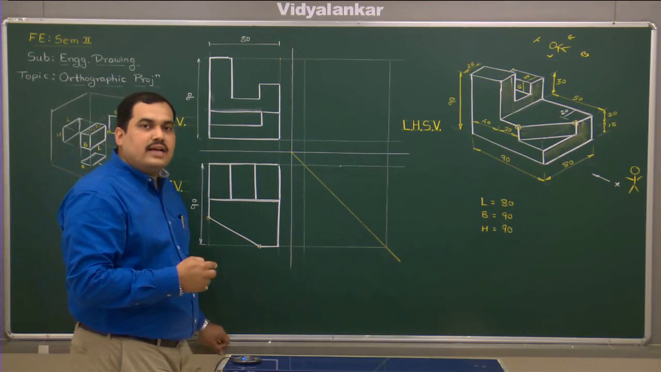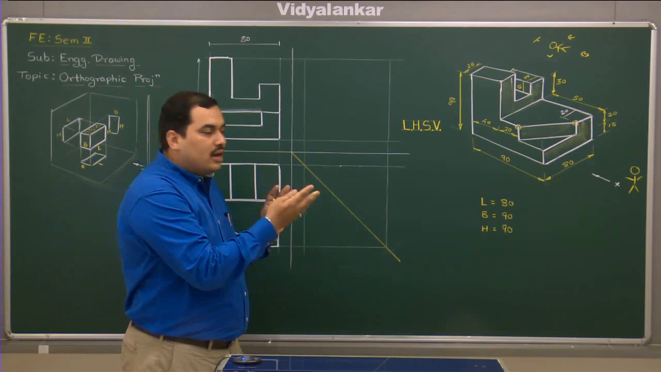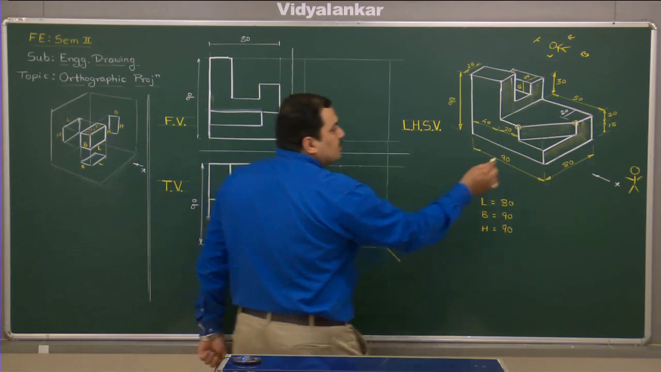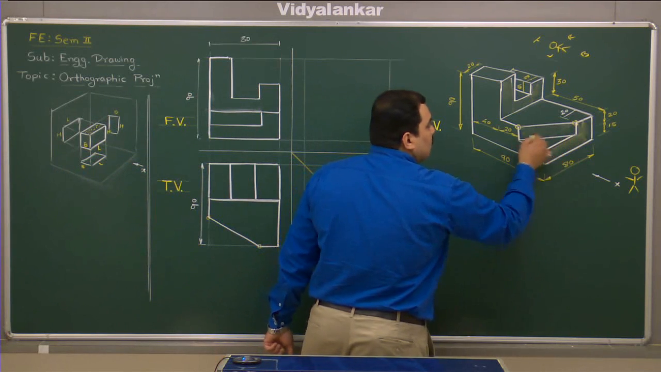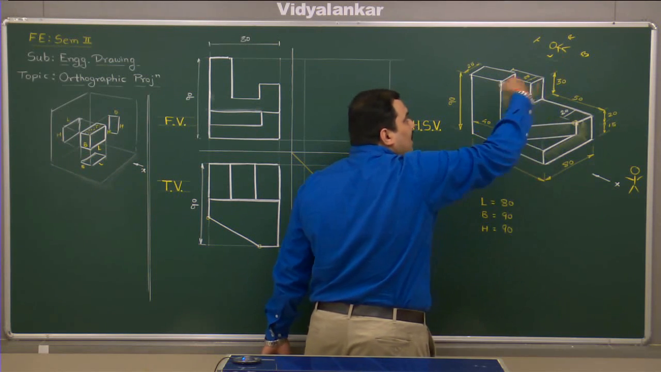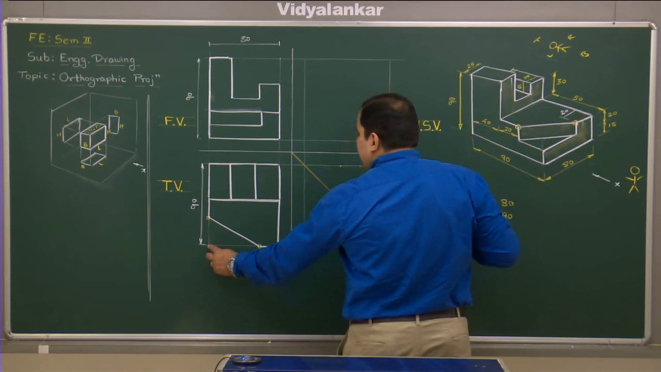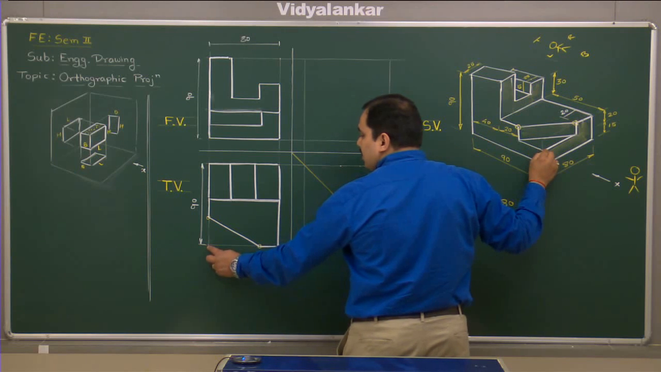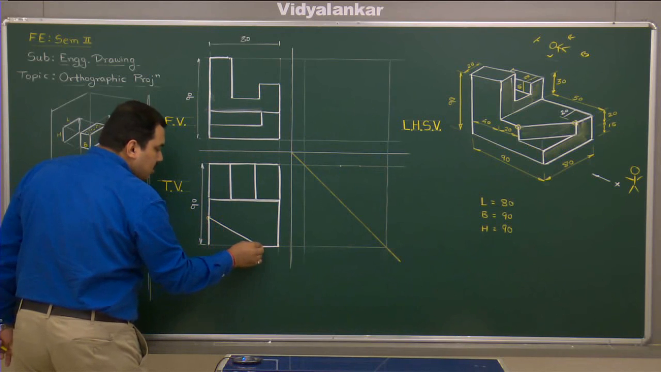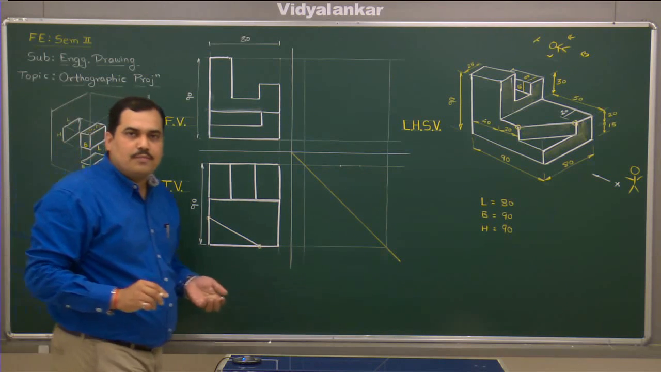Such lines are called non-isometric lines, which are inclined, which are not parallel to length, breadth or height. Now the last part is this triangle. When you see from top, this corner will be bottommost and leftmost. Bottommost and leftmost means it will appear here. This point will appear here. So just join this. You get the second view, which is top view.